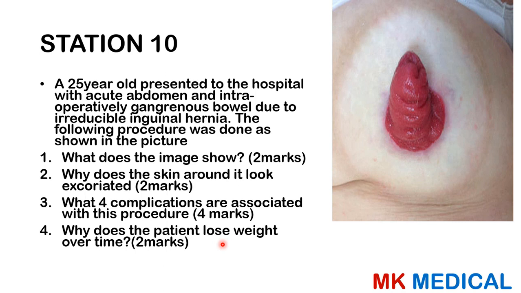Then coming to the last station, which is station 10, a 25-year-old presents to the hospital with acute abdomen and intraoperative gangrenous bowel due to irreducible inguinal hernia. The following procedure was done as shown in the picture. What does the image show? Why does the skin around it look excoriated? What 4 complications are associated with this procedure? Why does the patient lose weight over time? So you may pause the video, look at this image, write down your answers, and here comes the answer.